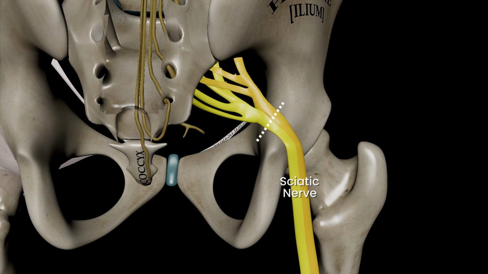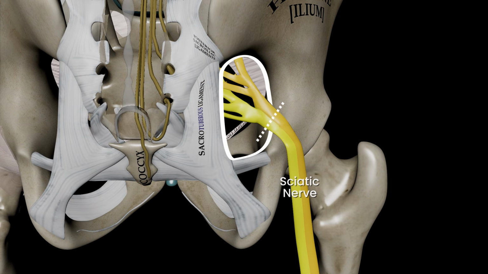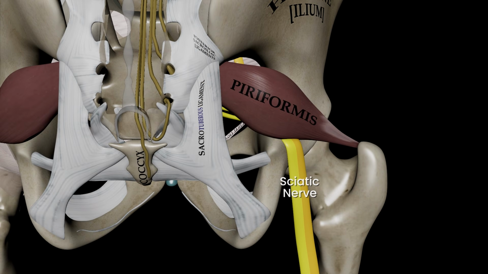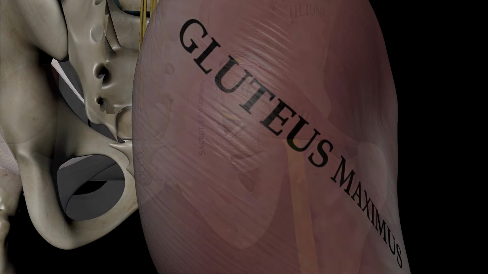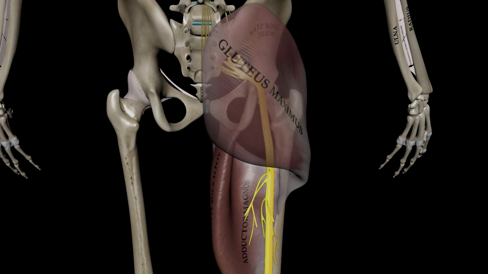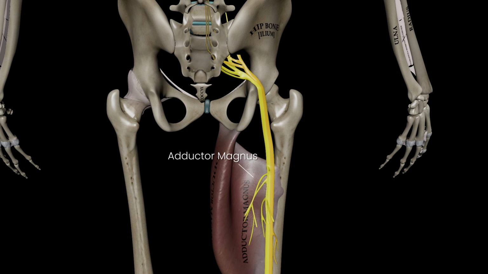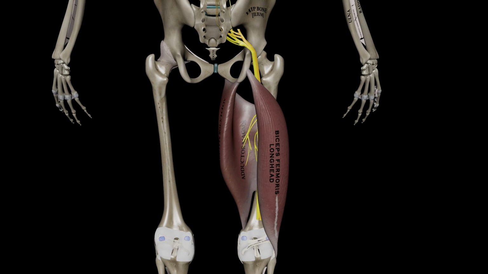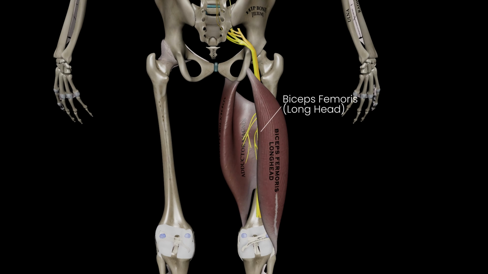It exits the pelvis through the greater sciatic foramen, passing beneath the piriformis muscle, and descends through the gluteal region into the posterior thigh. Here it lies deep to the gluteus maximus and superficial to the adductor magnus, running deep to the long head of the biceps femoris as it descends through the posterior thigh.